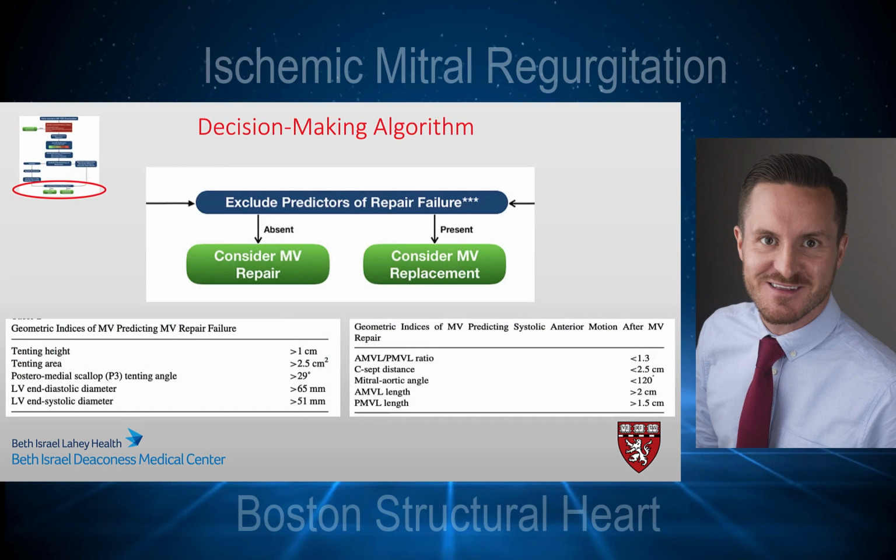Now that we have performed some geometric measurements of the valve, it is important to measure all these geometric indices, as they will play a role in the final decision as to whether we should repair or replace this mitral valve. In patients who have predictors of repair failure, such as dilated ventricles or significant leaflet retraction as evidenced by increased tenting height, tenting area, or P3 leaflet retraction greater than 29 degrees, these patients proceed to mitral valve replacement as opposed to repair.